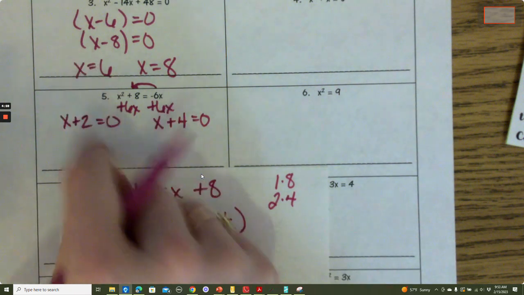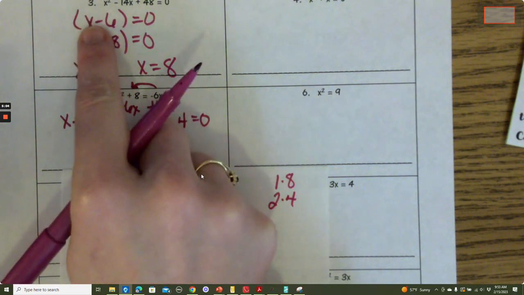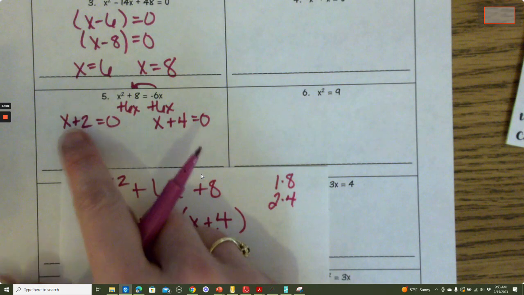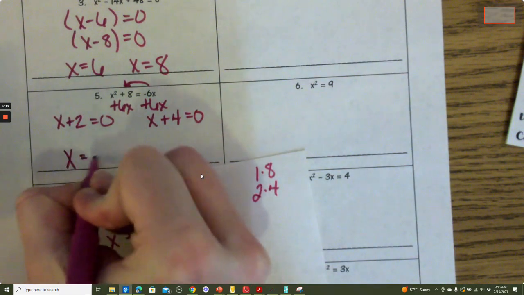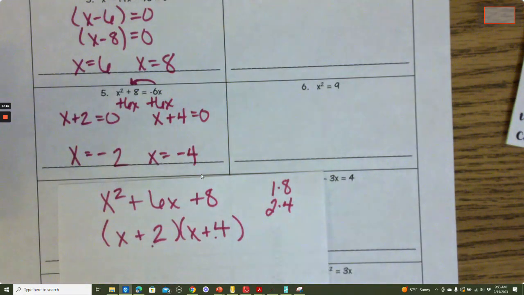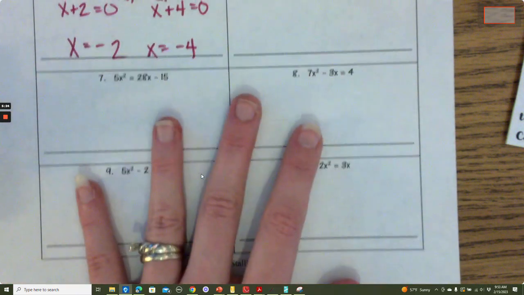So when it's just x plus or minus a number, all you do is flip the sign. So up here, my factor is x minus 6. So my solution is a positive 6. Since my factors here are plus, for my solutions, we just flip the sign. Okay. So those are pretty easy. The ones that we don't have to do anything tricky with, those are easy to factor.